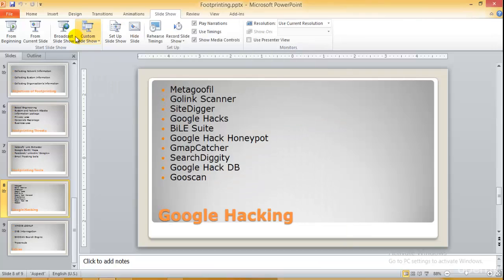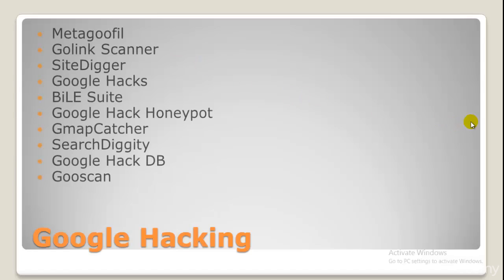Coming on to our next part would be the Golang scanner. So the Golang scanner removes the cache from your searches and collects and displays only vulnerable site links. Thus it allows you to find vulnerabilities wide open to Google and Googlebot. We have SiteDigger, which searches Google's cache to look for vulnerabilities, errors, configuration issues.